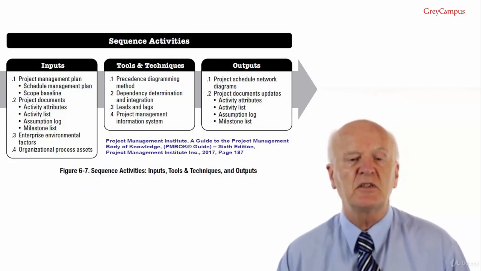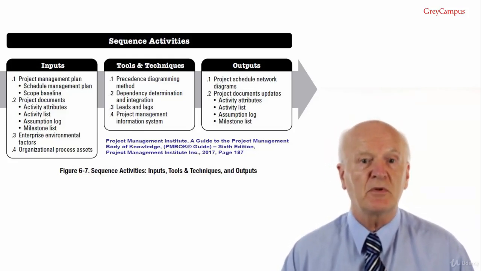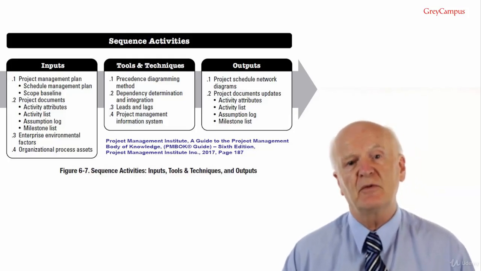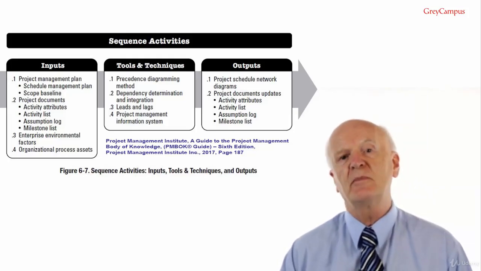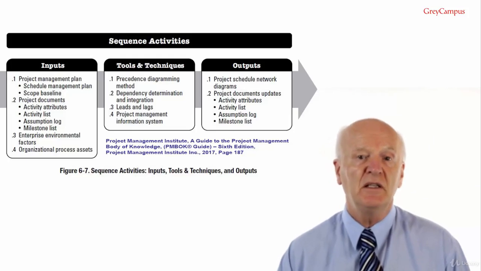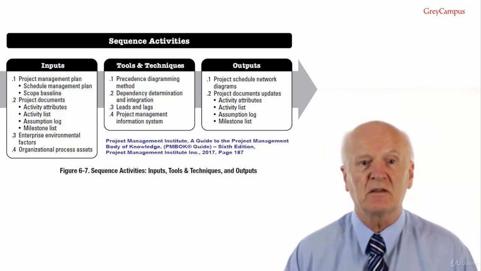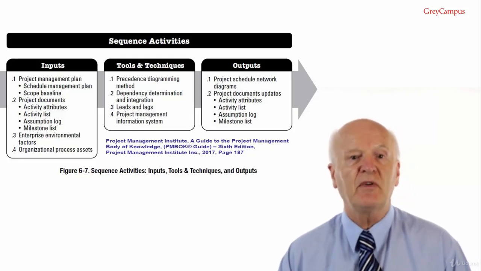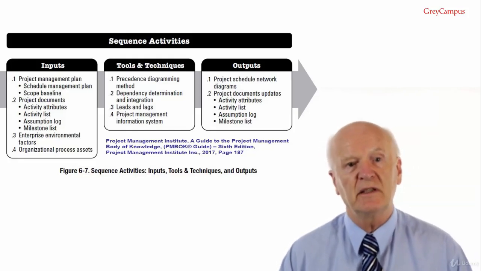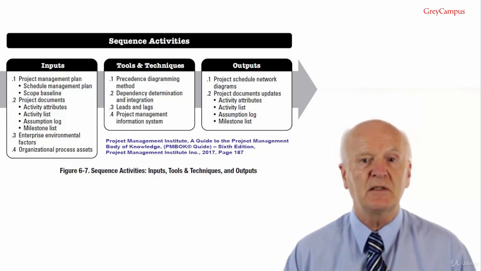Input number 2, project documents. The project documents that can be considered as inputs for this process include the activity attributes. Activity attributes may describe a necessary sequence of events or define predecessor-successor relationships, as well as define lead and lag and logical relationships between the activities.